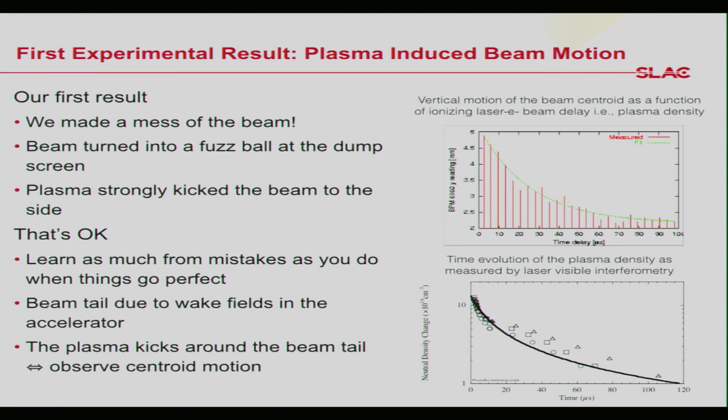So what was the first result we saw when we sent the beam into the plasma? Well, not surprisingly, it didn't work the first time. So the very first thing we saw was actually we made a mess out of the beam. We sent the beam through the plasma, it hit one of these profile monitor screens down by the dump, turned into a big fuzzball. It was always kicking over to the side. But we were cheering. We were like, yes, we did something.